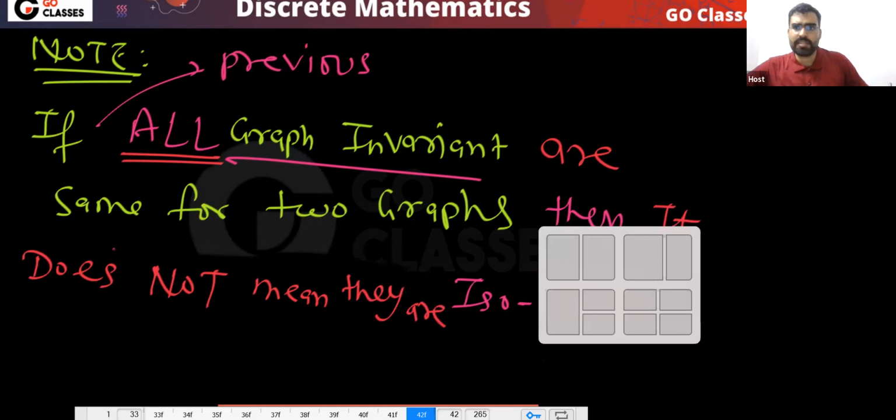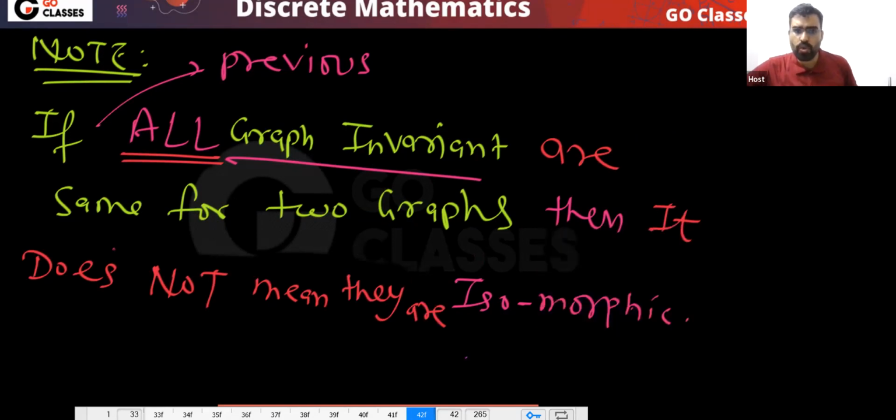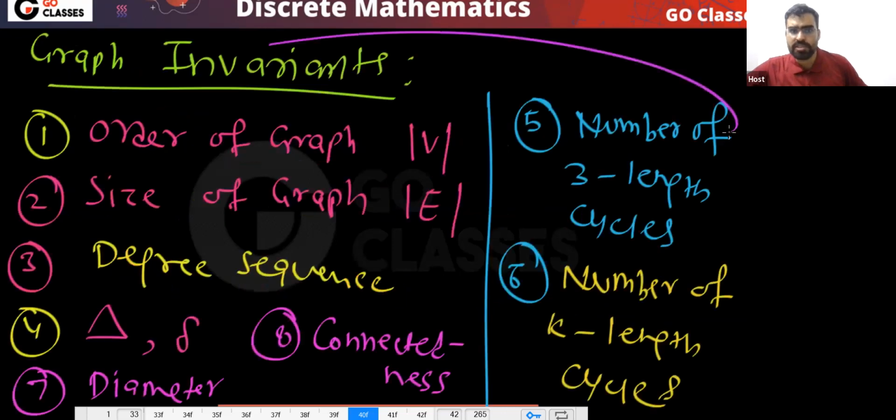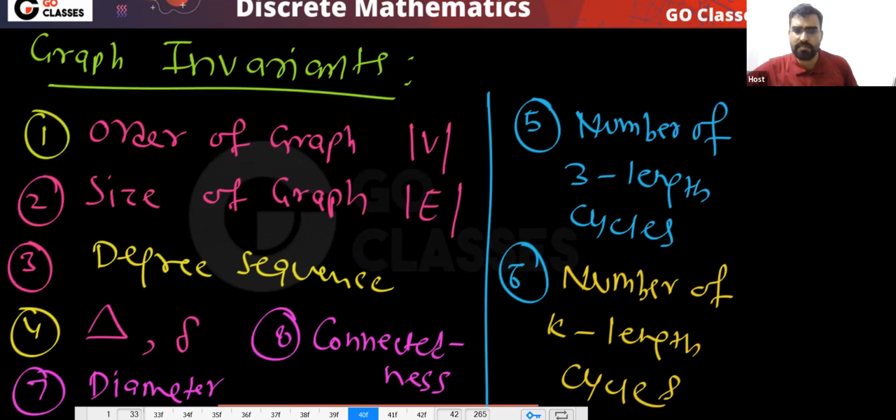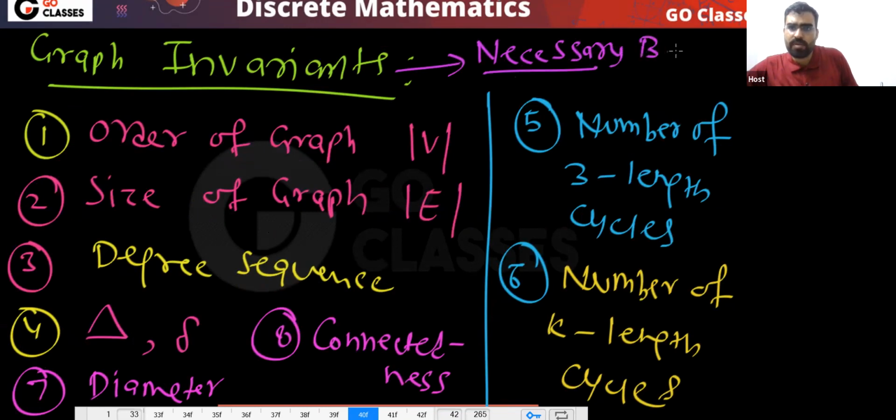So these properties are necessary but not sufficient. All these properties on your screen, these graph invariants, are necessary but not sufficient. They must be the same for isomorphism, but they are not sufficient.